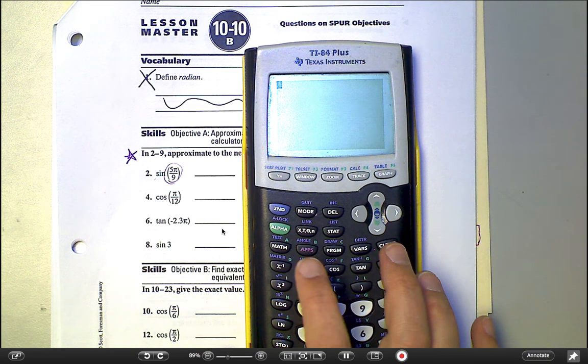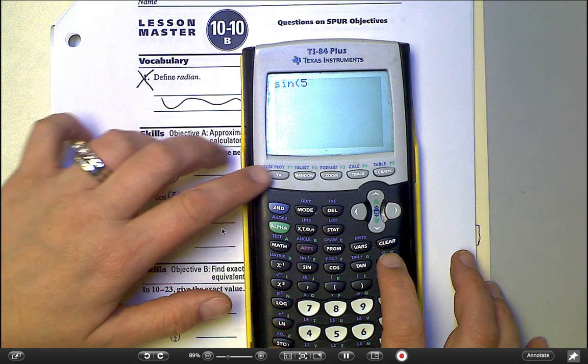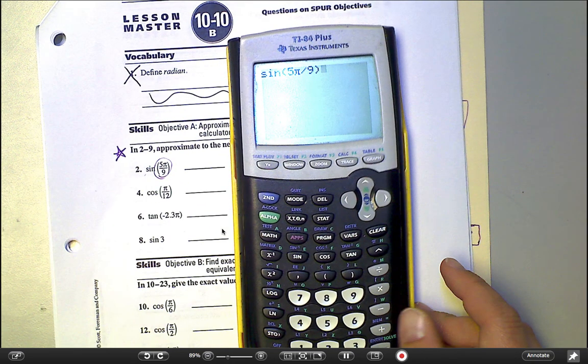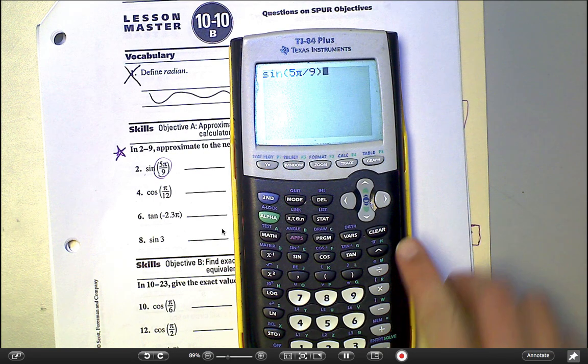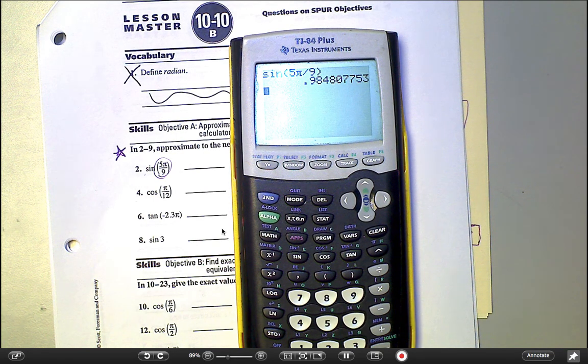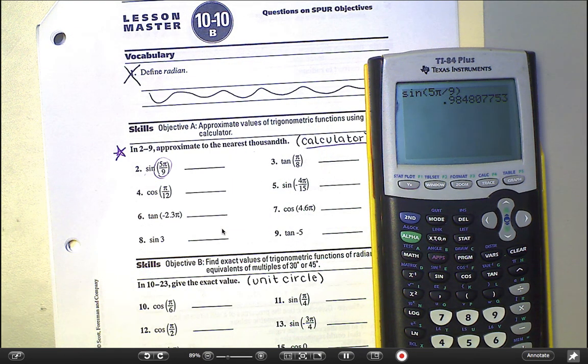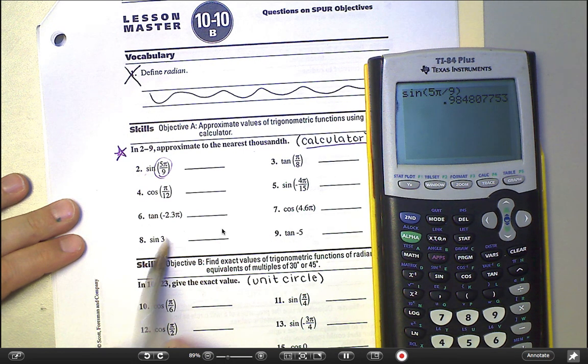So now you should be able to type in sine of 5 pi divided by 9. Look for the pi button on your calculator. On these ones, it's usually above the caret key over here. Enter, and there's your answer. And these are going to be decimals. Nearest thousandth would be 3 decimal places, so 0.985 is the correct answer here. Okay, so all of these can go straight into your calculator.